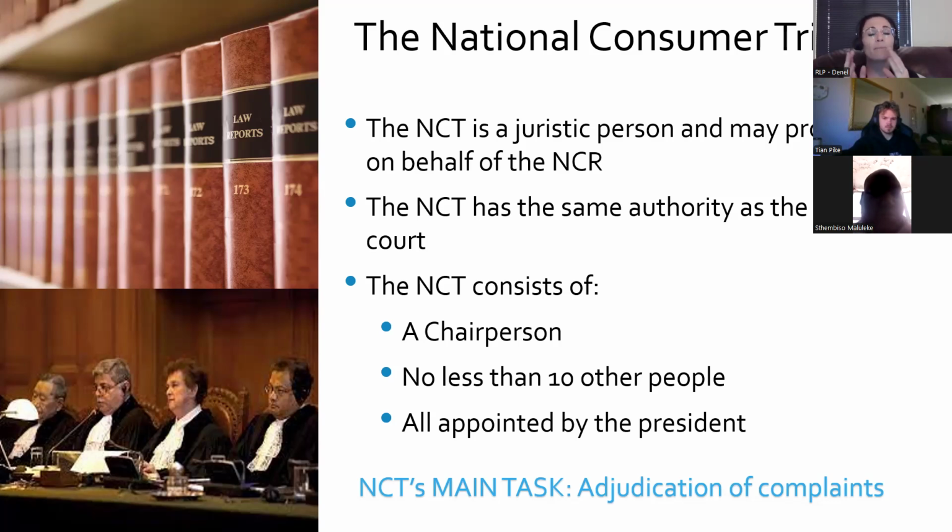Okay, but the main task, the part in blue, the one I want you to remember for tomorrow is that the National Consumer Tribunal's main task is the adjudication of complaints. So deciding what happens to the people who do not act as they're supposed to according to the NCA.